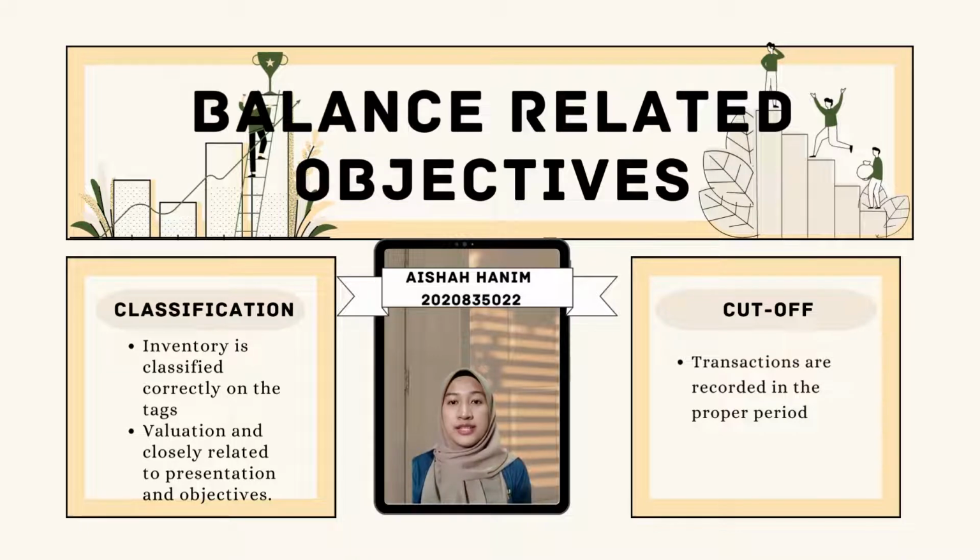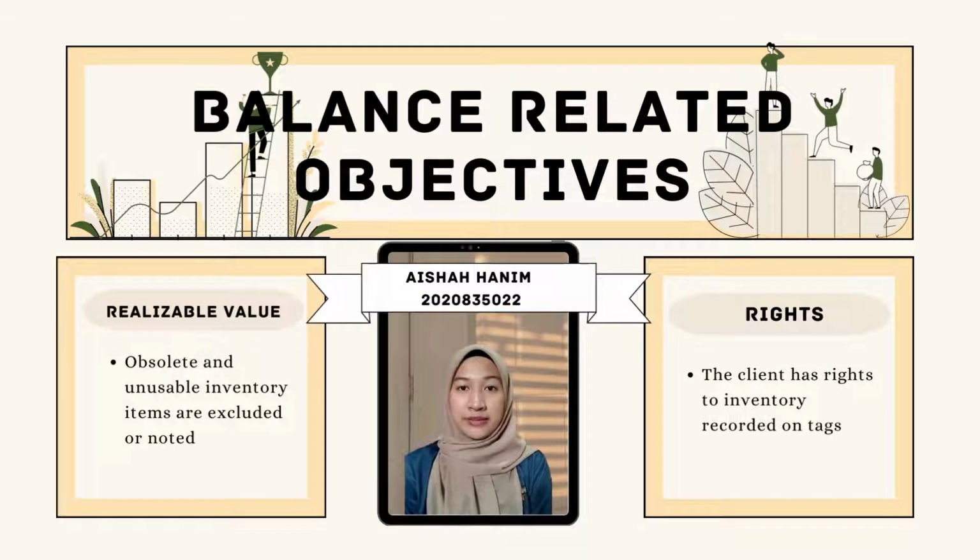For cut-off, transactions are recorded in the proper period. For realizable value, obsolete and unusable inventory items are excluded or noted. And lastly, for the rights, the client has rights to inventory recorded on tags.